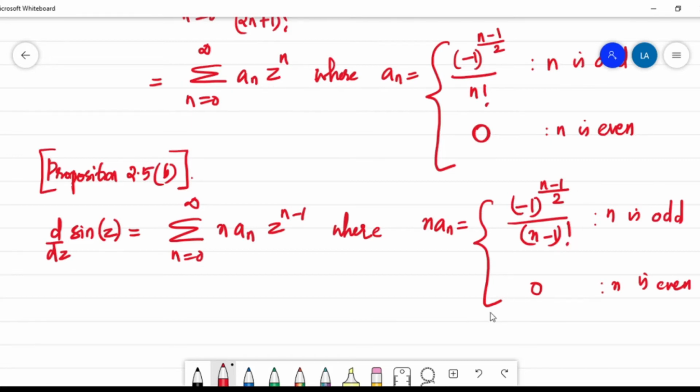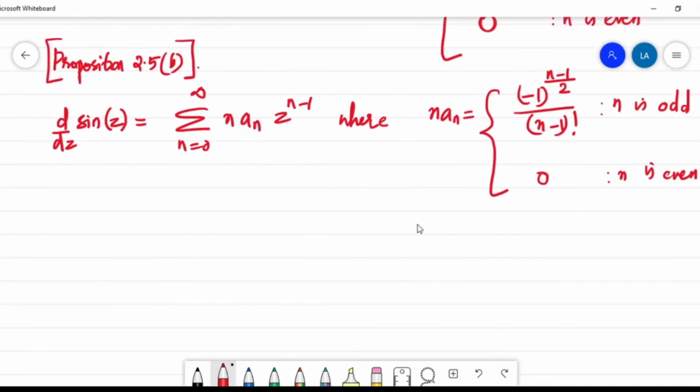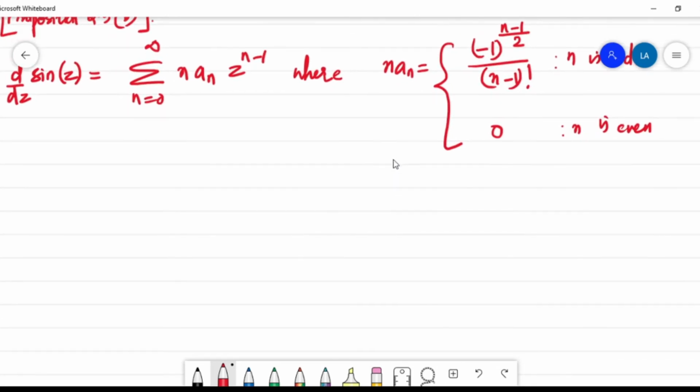Okay, so now you are going to expand with this knowledge. There is a little difference here: by proposition we have k to be 1, so let n be equal to 1. So I am having n into 1 into a1. 1 into a1 will be, when n is 1, minus 1 raised to 0, that will be 1, divided by 1 minus 1 factorial, that is 0 factorial, which is defined as 1, into z raised to 1 minus 1, that is 0.